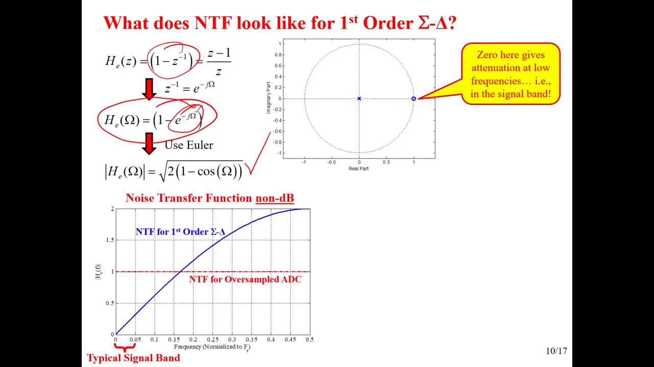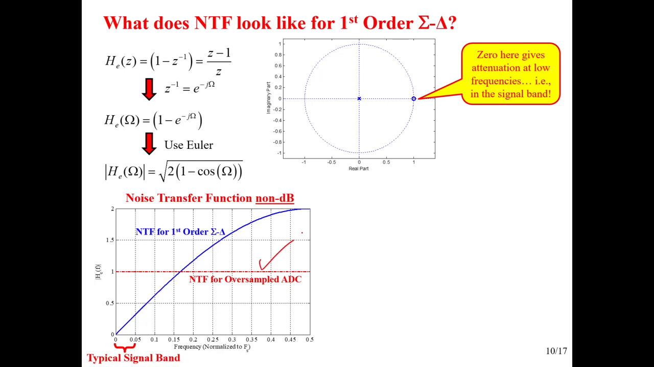What does that look like? There it is. I've plotted this versus frequency, but normalized by Fs. So 0.5 corresponds to Fs over 2. Remember, our Fs is really, really big compared to the Nyquist rate. So that means my signal is probably going to be limited down to this range. That's where my signal is going to live. And you can see this noise transfer function is attenuating the noise a lot in that region.